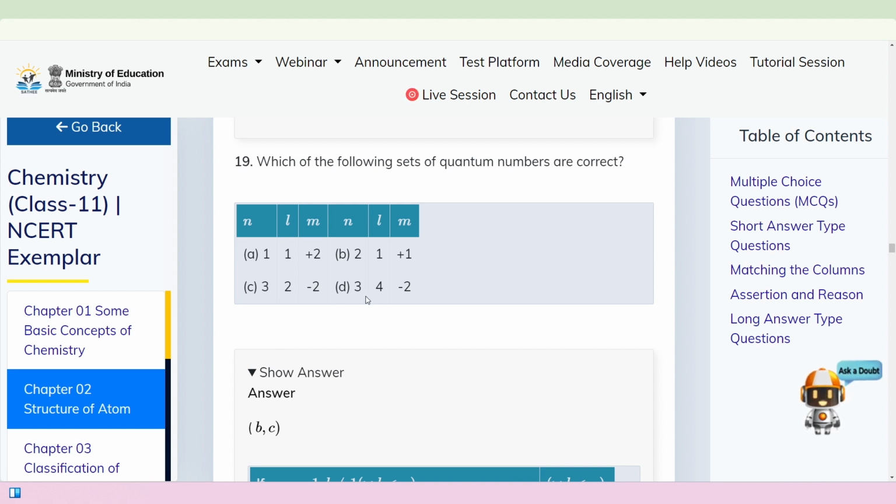What about D? This has a value of n as 3, and the value of l will be from 0 to n minus 1, meaning 0, 1 and 2. These three l values are possible, but here 4 is given, so it is incorrect. We will not move further. So A and D are incorrect, and we are asked about the correct options, so B and C are the correct options. Got it? Okay. Next question.